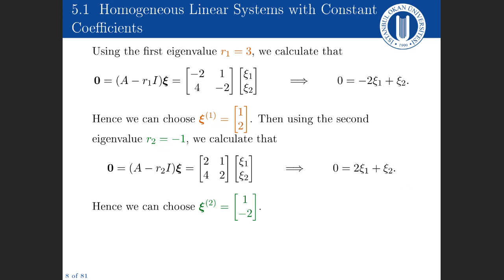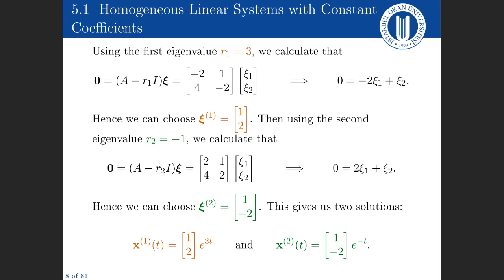As soon as we know our eigenvalues and our eigenvectors, we know our two solutions. Because our solutions are eigenvector e to the power eigenvalue t. That's (1, 2) e to the power 3t. And for the second function, same idea, eigenvector e to the power eigenvalue t: (1, -2) e to the power minus t.